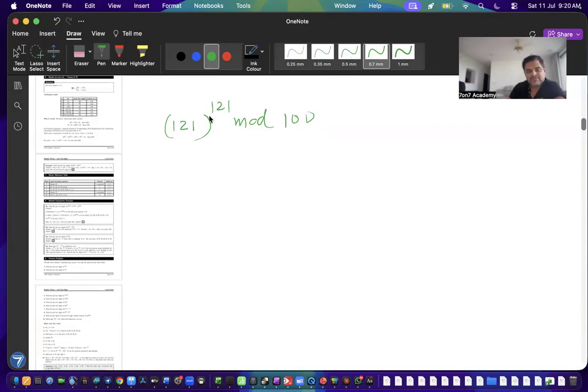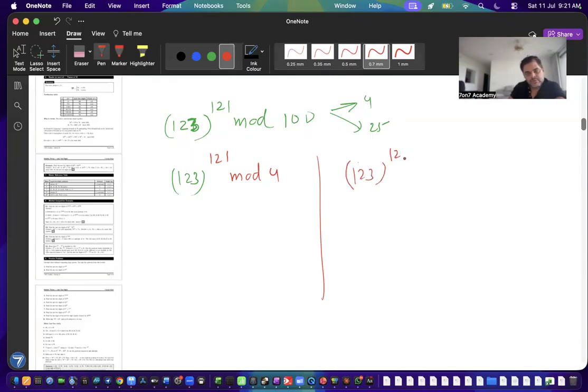Let's write 123 raised to 121, then it will be a bit easier. So what we'll do, we'll break 100 into two: one is 4, one is 25. If I break it into two, then first we'll do 123 raised to 121 mod 4, and second we'll do 123 raised to 121 mod 25. If you do this, what will you get?